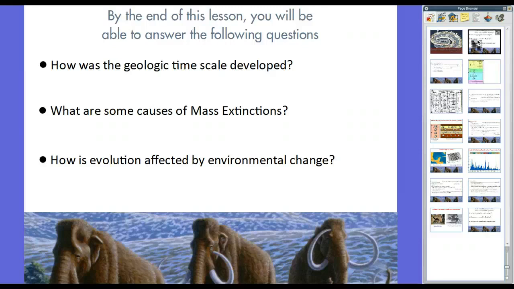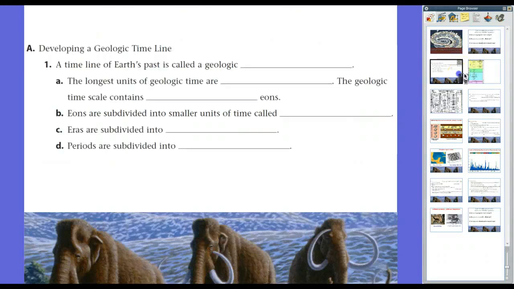So, anyway, by the end of this lesson, you'll be able to answer the following questions. Question number 1, how was the geologic timescale developed? Question number 2, what are some causes of mass extinctions? And question number 3, how is evolution affected by environmental change? So let's go ahead and dive into this.